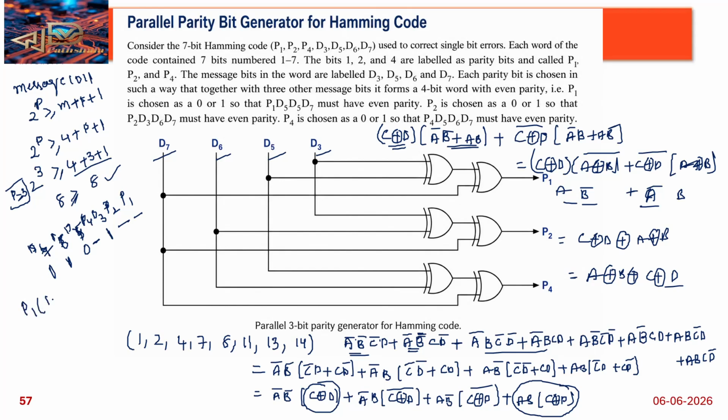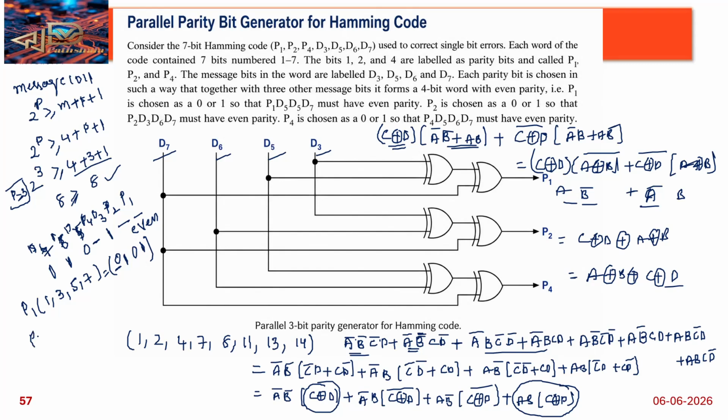P1 starts from 1, take 1 bit, leave 1: positions 1, 3, 5, 7. Up to this value we need to write. The first position has no value, an empty position. Then the third position value is 1, the fifth position 0, the seventh position 1. If I consider even parity, then there is no need to add a 1 here. 0 only we can take.